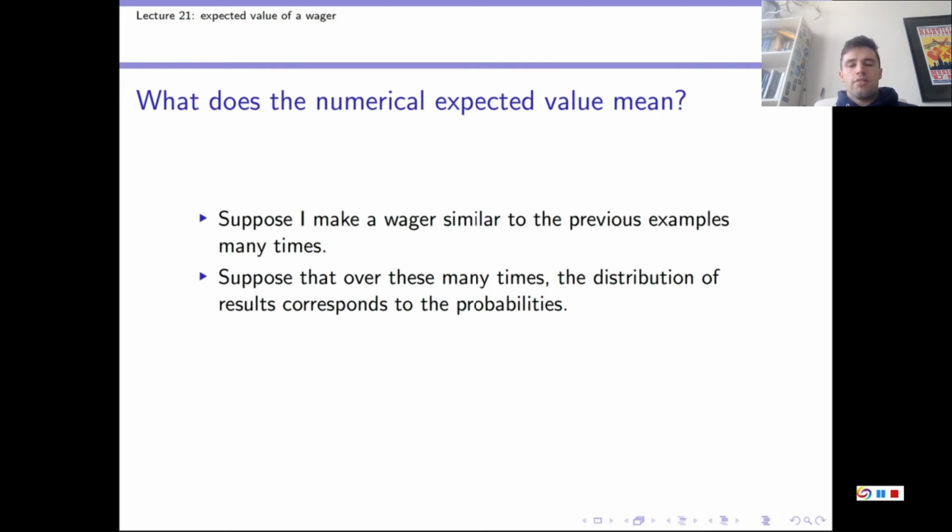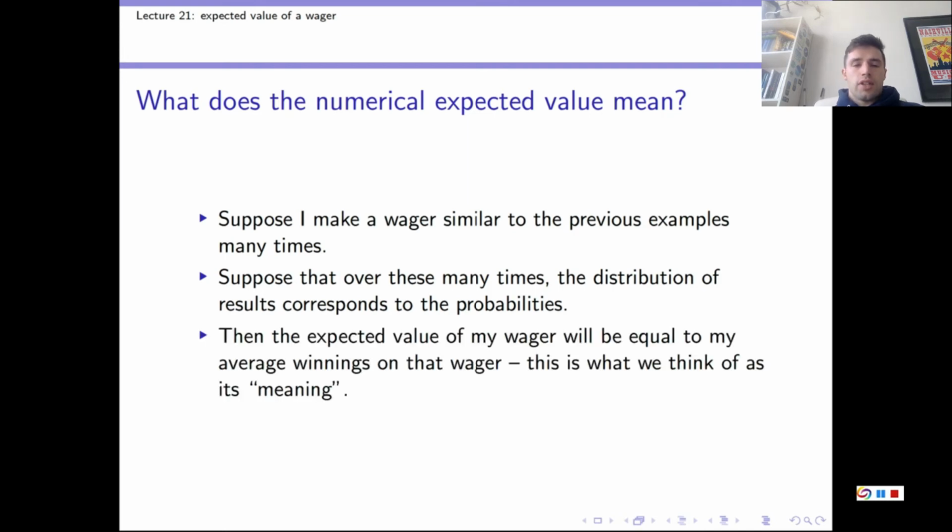Then the expected value of either wager we've looked at will be equal to my average winnings on that wager, so the total winnings divided by the number of wagers I've made. This is all the expected value, i.e. the number that we've calculated, means. It's the average winnings over those wagers.